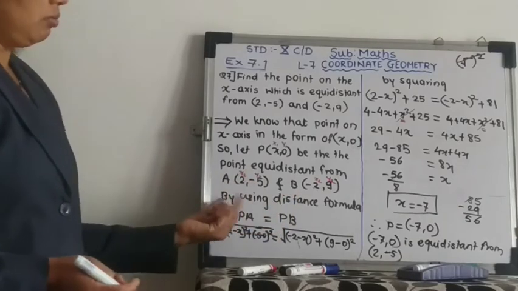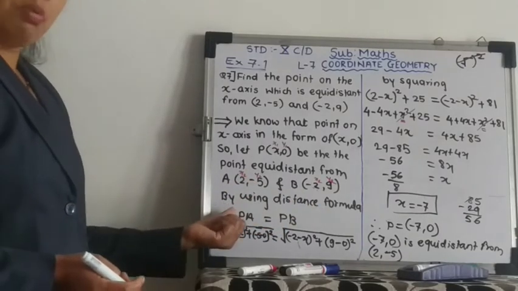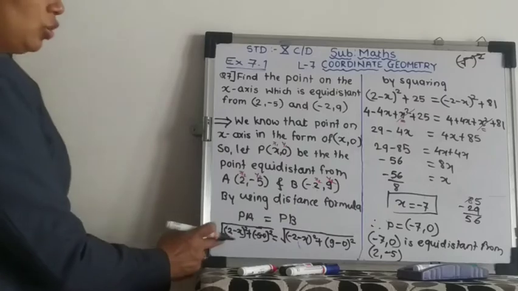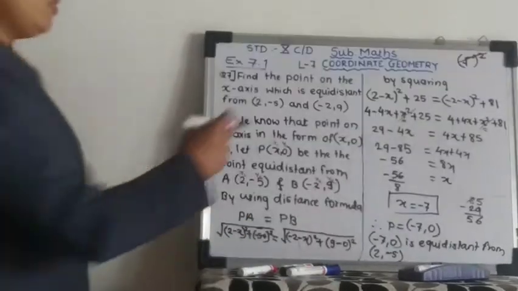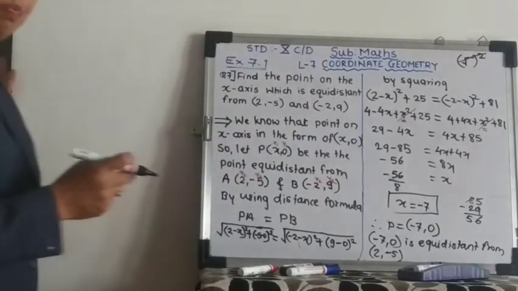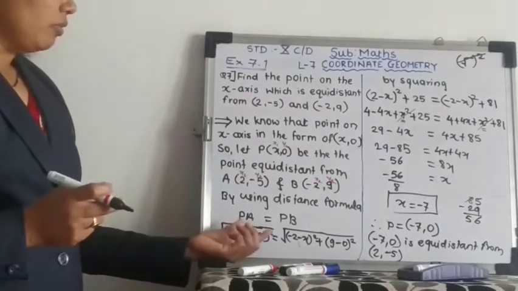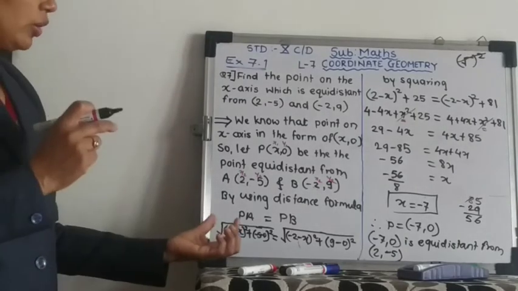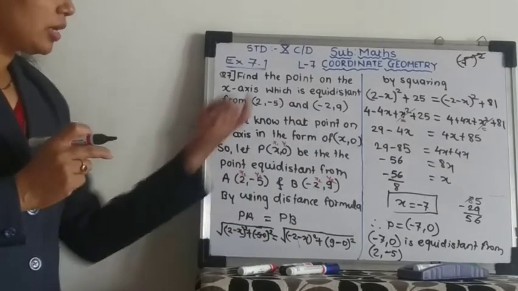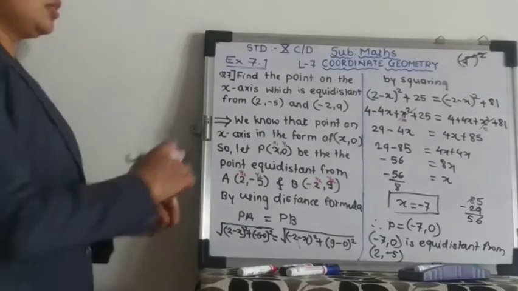Those points we write by using the distance formula. PA is equal to PB. Now we don't want the square root, because on both sides we have a square root. So we are squaring. After squaring, whatever is inside the square root, we will write as it is.